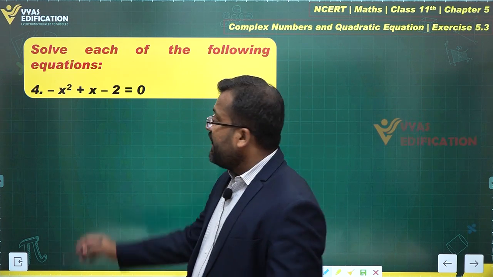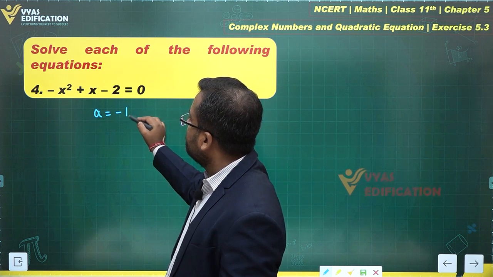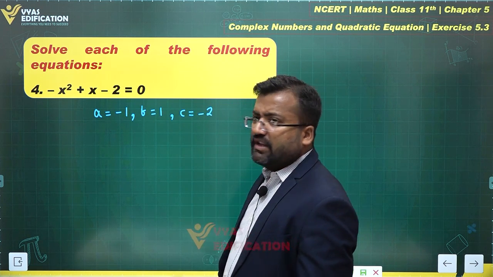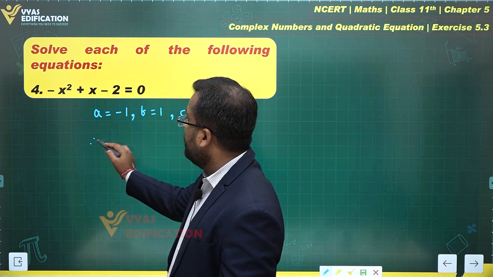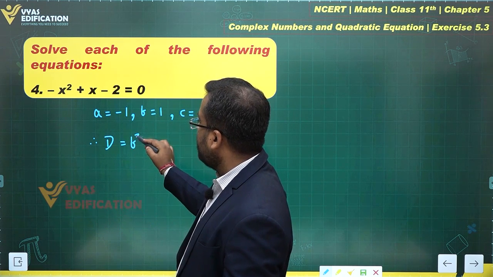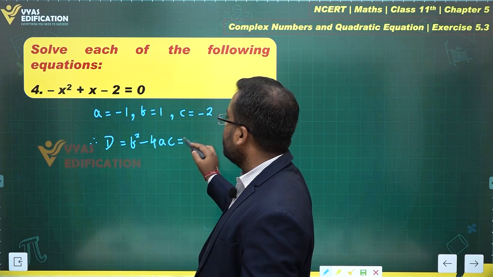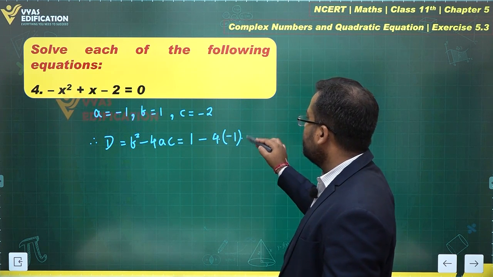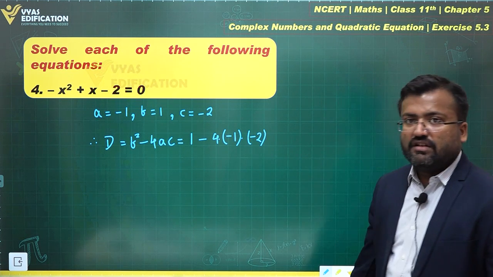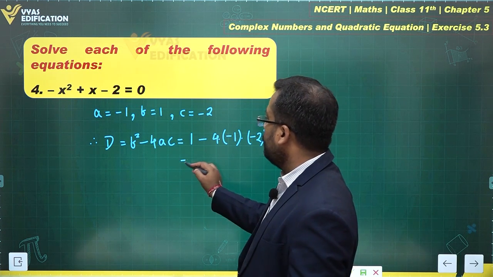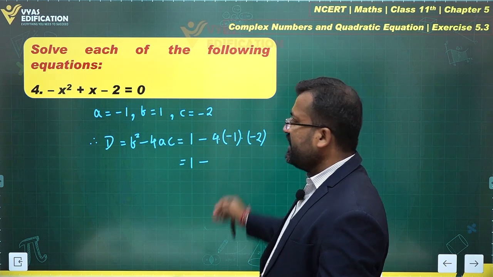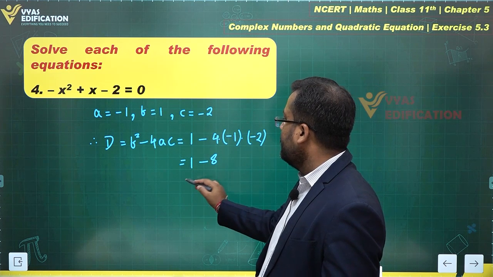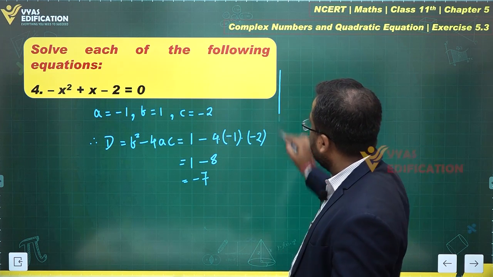How do we approach this? The value of a is minus 1, the value of b is 1, the value of c is minus 2. That's what we observe. Therefore, the discriminant D, which is b square minus 4ac, can be found as 1 minus 4 into a into c. What do we get? 1 minus 4 into (minus 1 into minus 2), the product becomes 2, 4 into 2 becomes 8, and this gives me minus 7.